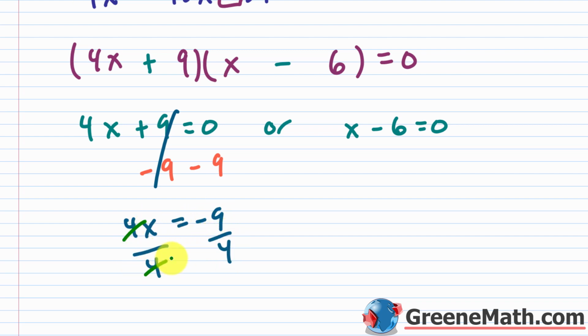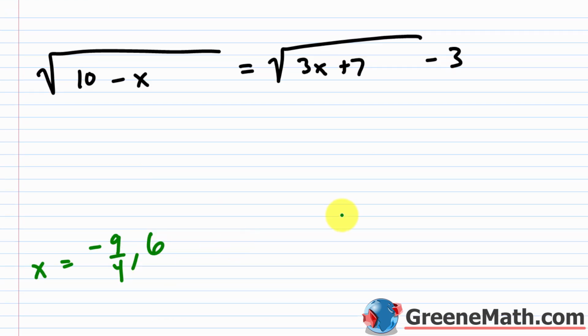And let's cancel this and say that x is equal to negative 9 fourths. Then over here, let's add 6 to both sides of the equation. We'll cancel this. So also we get x equaling 6. Now again, these are proposed solutions. We did square both sides of an equation, so we need to check for extraneous solutions. All right, so let's check each one of these.